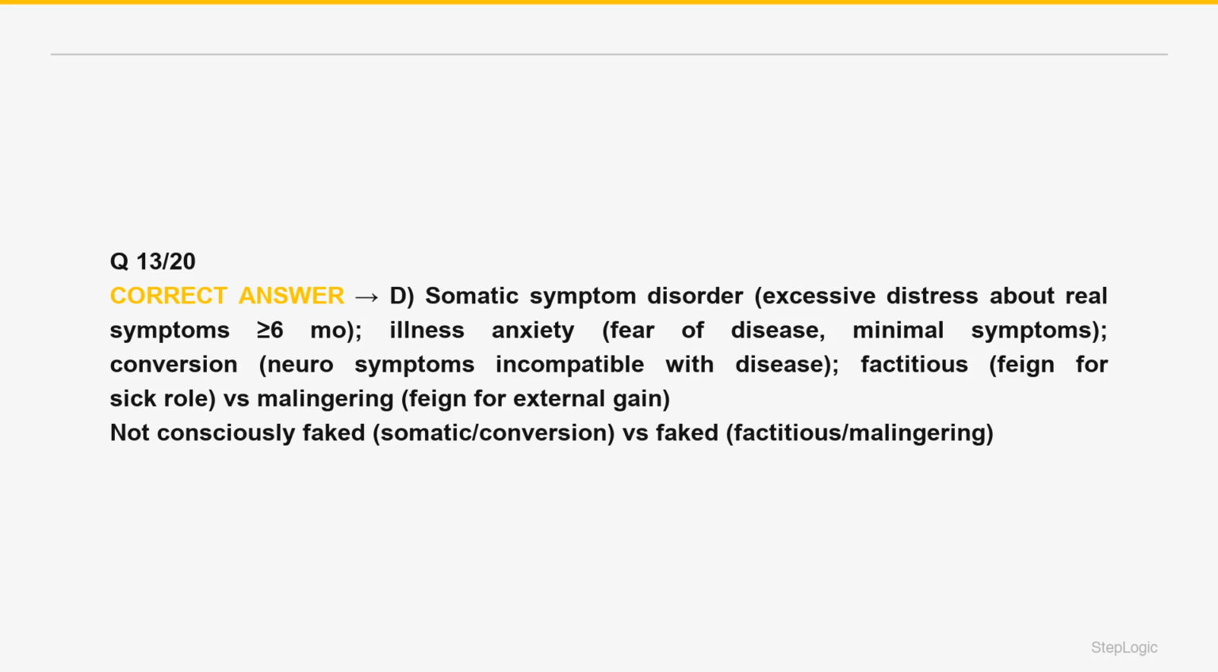The two intentional or feigned conditions differ by motive. Factitious disorder, e.g. Munchausen: the person intentionally falsifies illness to assume the sick role, for internal or psychological gain, with no external reward. Malingering: intentional feigning for external gain, such as money, drugs, avoiding work or jail, and it is not a psychiatric diagnosis. The somatic symptom and illness anxiety or conversion, unconscious, versus factitious or malingering, conscious, classification is the answer.